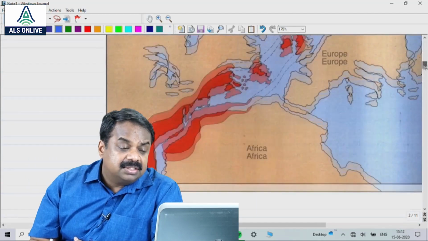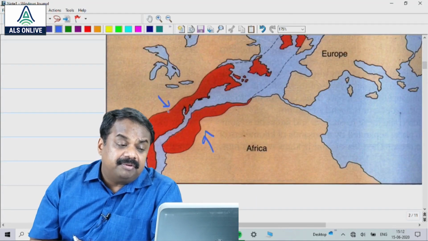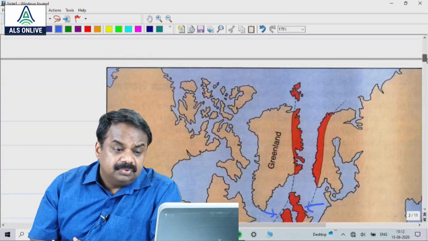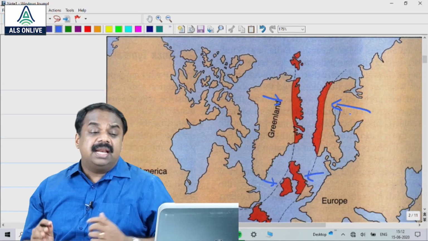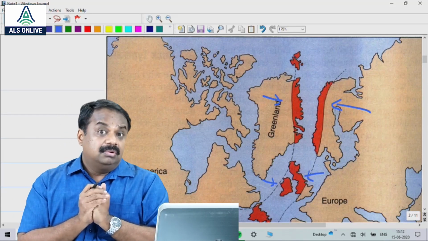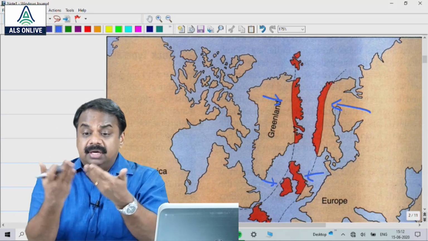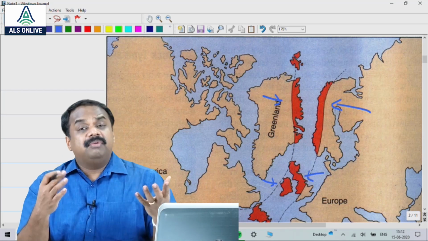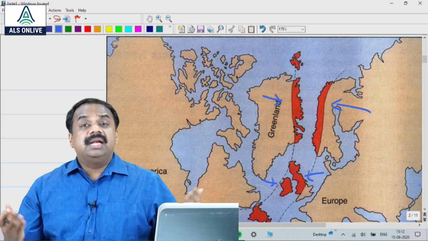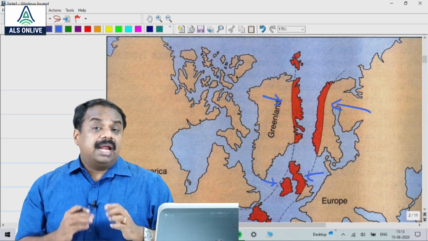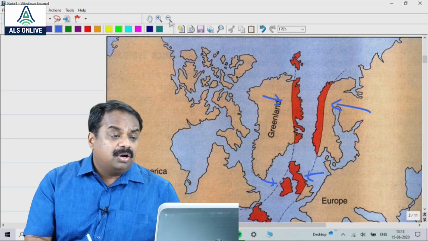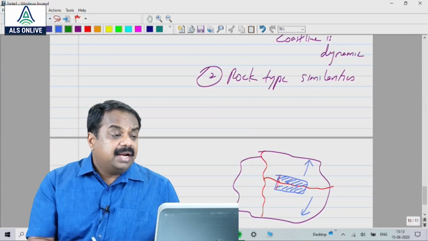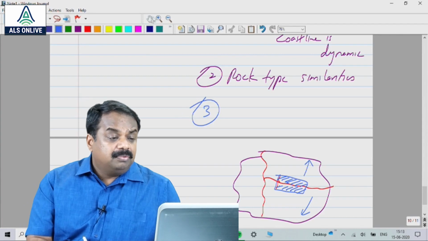When you fit it back, you can see similar rocks are found on either side of Africa and North America, or even in Iceland and in England, or even Greenland and the Scandinavian region, you can see similar types of rocks are found, and it is matching well. There is no mismatch when you fit it, and if two different types of rocks were found after matching it, then we would have been fitting it wrongly. But he said, you see the rock type similarities on either side of the continents, that also can be an evidence. It's a solid evidence, but the critics did not want to believe in all these things, so they rejected it.